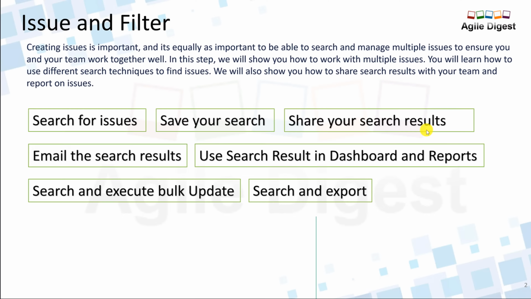And search and execute bulk update. If you have multiple stories or multiple issues and you want to make some bulk update, we can do that. And search and export also. This is whatever we'll be covering.